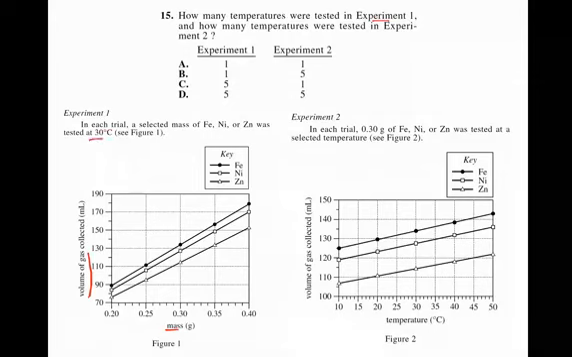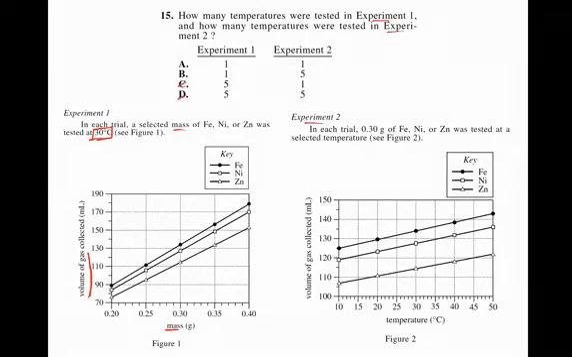It says that each of the selected masses was tested at 30 degrees Celsius. Since I don't see any other temperatures here, I have to assume this was the same temperature used in each of my measurements. Therefore, experiment 1 used only one temperature, 30 degrees Celsius. It's got to be choice A or B. I can now get rid of C and D. Let's go over to experiment 2.